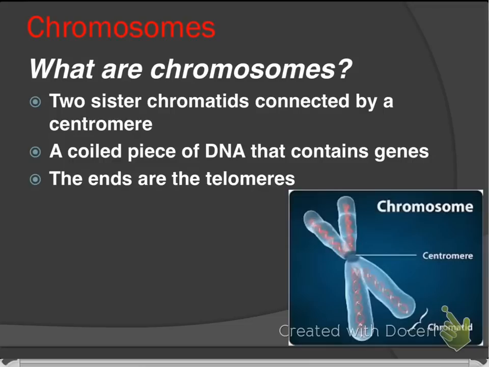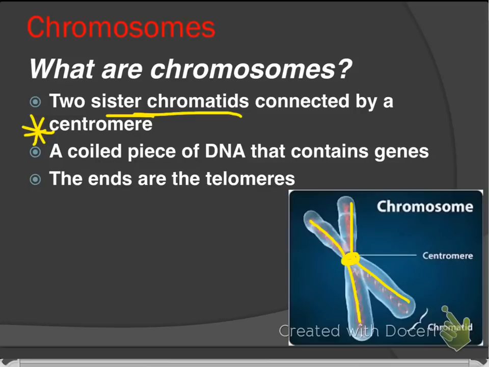So first of all, we're going to talk about chromosomes. So what are chromosomes? If you've done your vocab, you should know some of these terms, but they're two sister chromatids that are connected by something called a centromere. So if we look right here, this would be one sister chromatid and this would be another, and the centromere is in the middle.